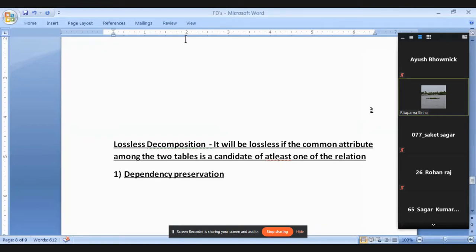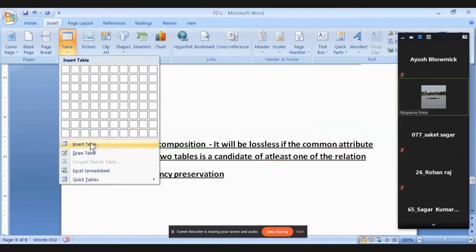Time is 10 minutes. Okay. I will create a table where you will tell me, okay, now what will be the table?